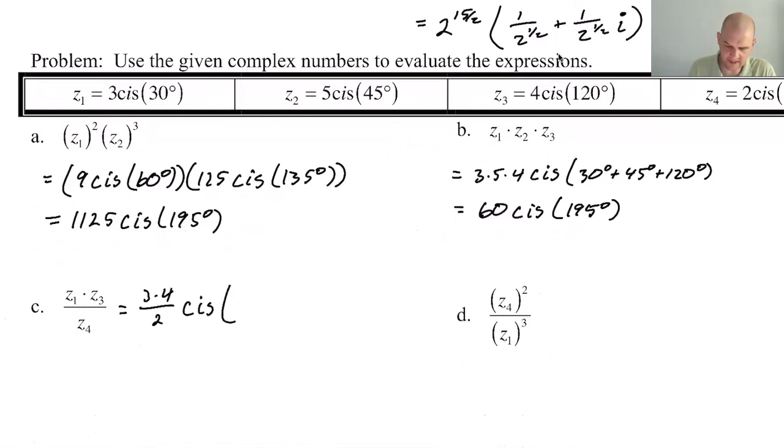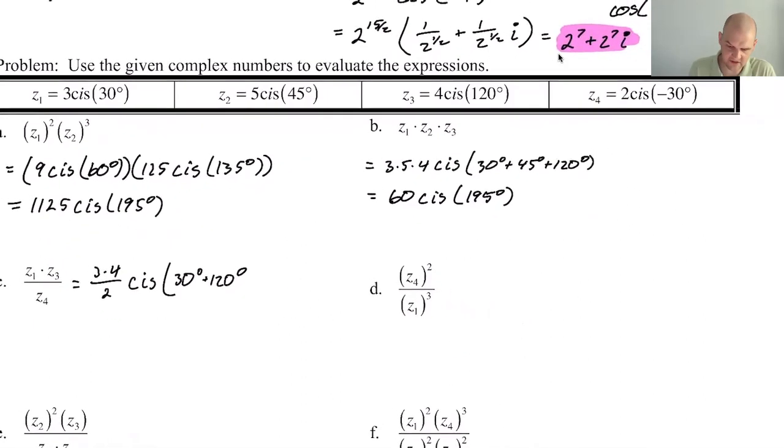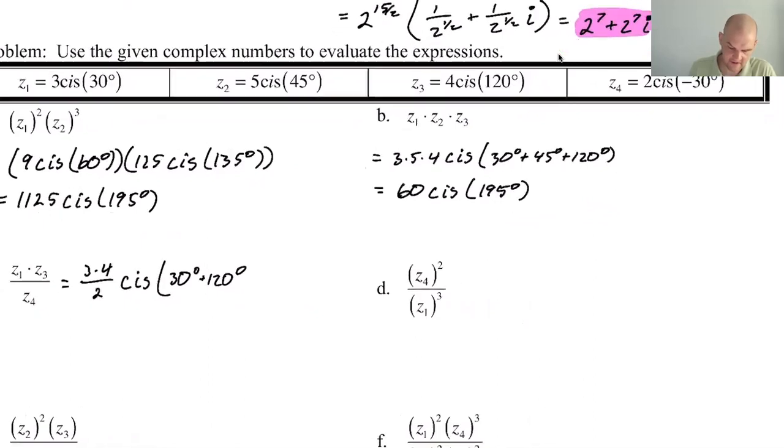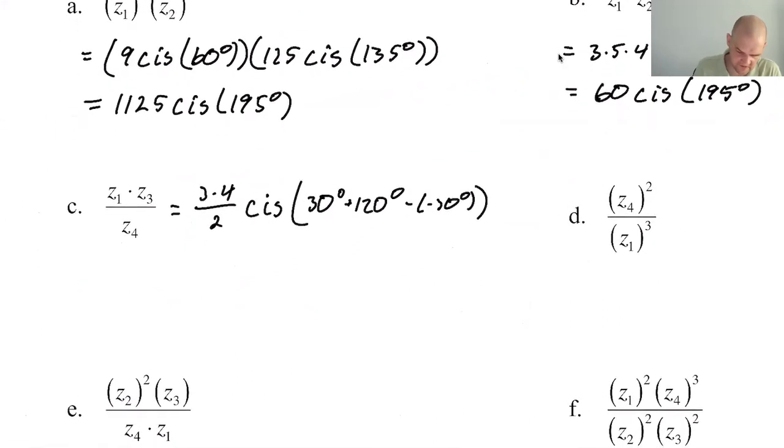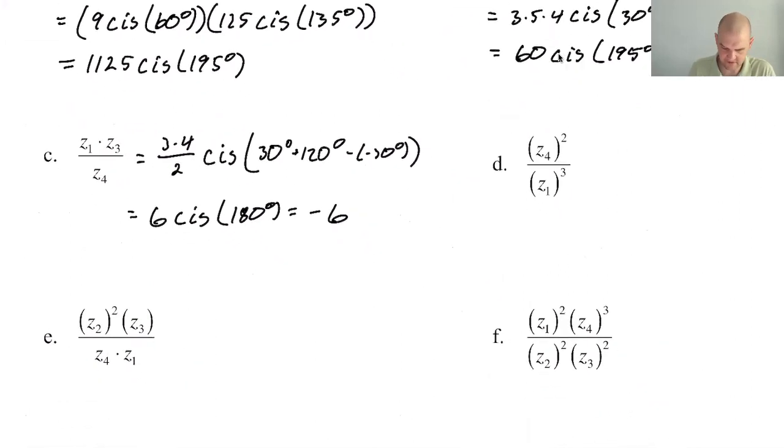When you multiply, you add the arguments, so 30 plus 120. And when you divide, you subtract, so it's minus negative 30. I'm going to write that minus negative 30. So this gives me 12 over 2, which is 6. And then cis, that's 150 plus 30, 180. All right, that's pi. And the cosine of pi is negative 1, and the sine is 0. So that one should give me negative 6. And we'll see. I'm going to check them eventually.